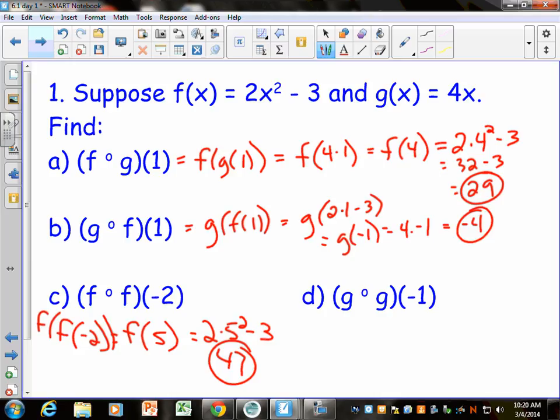So how about do g of negative 1, and when you get your answer, write it on your little whiteboard that's under your desk and show it to me.